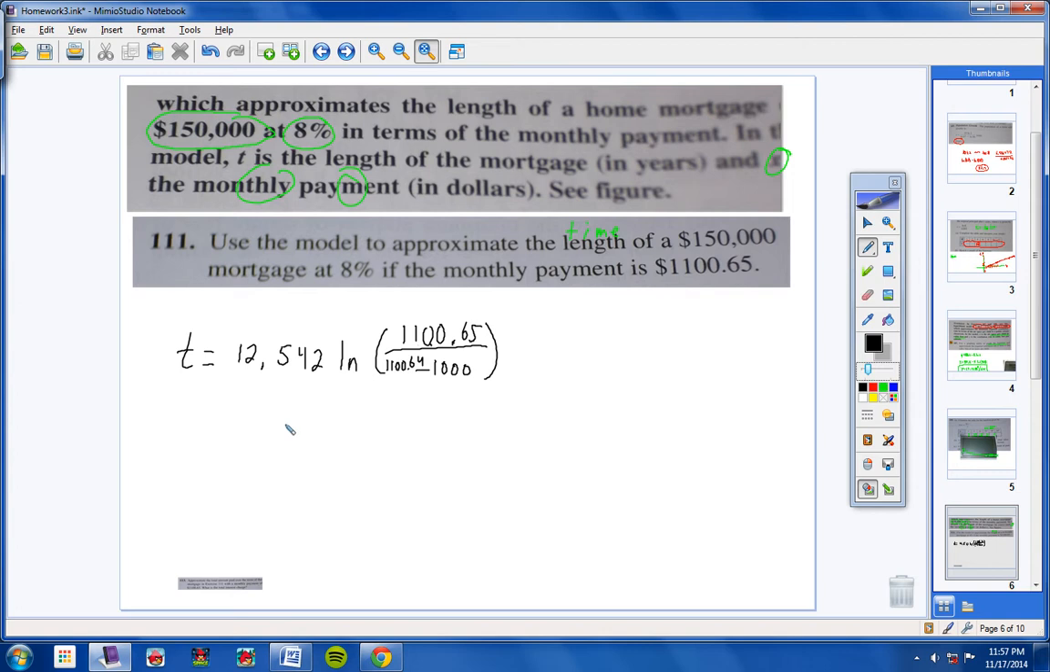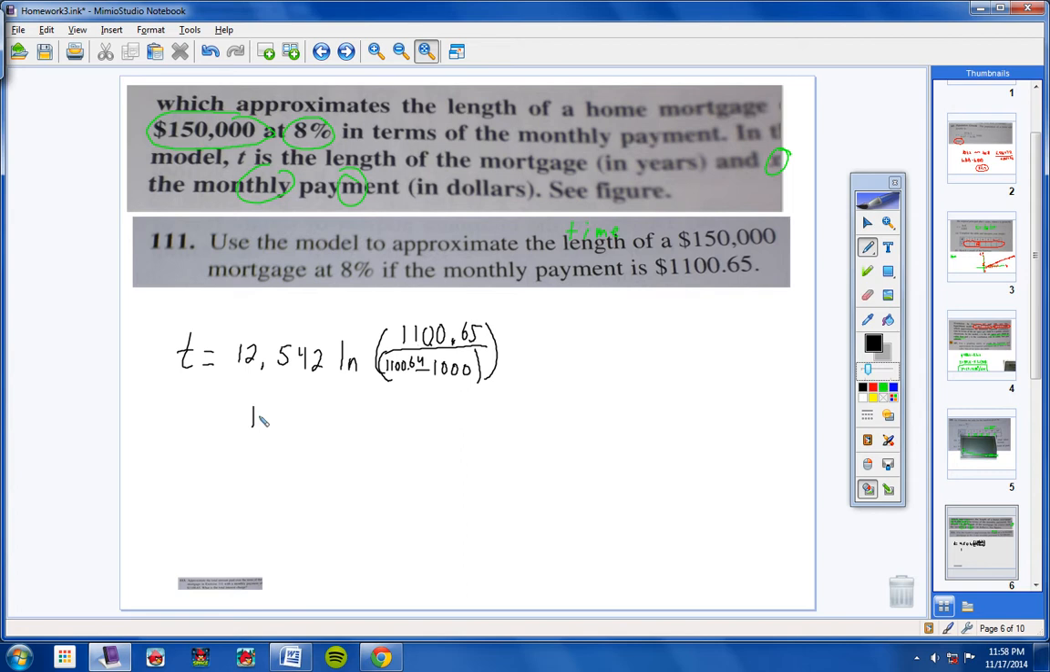Now guys, from here, to be honest with you, it's all calculator work, and there's really not a lot I can show you. I guess what I would do is type this whole fraction in first: 1,100.65 divided by, and then put this in parentheses here, like that. And then whatever you get out, take the natural log of that.